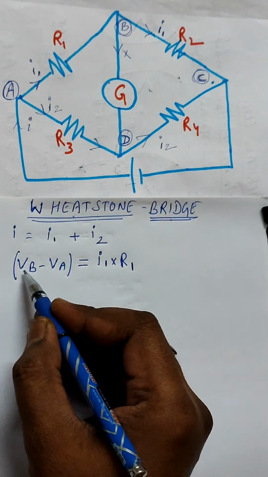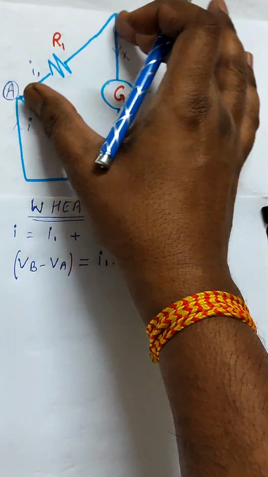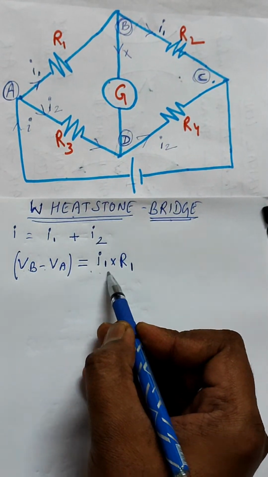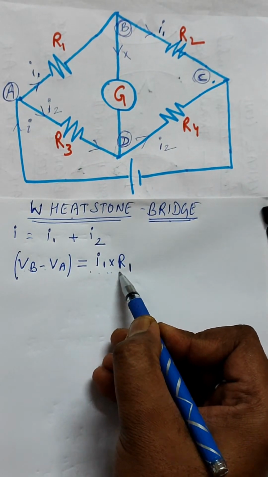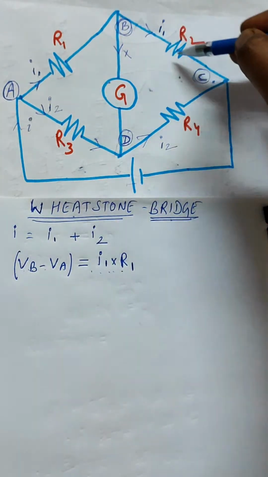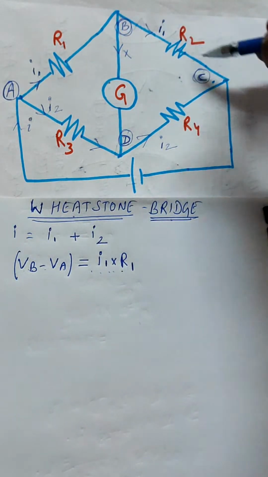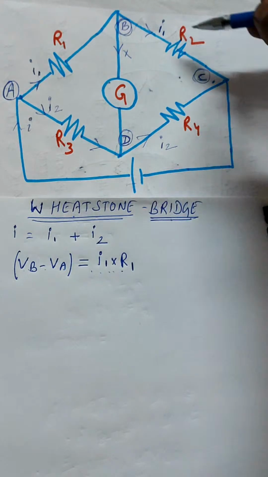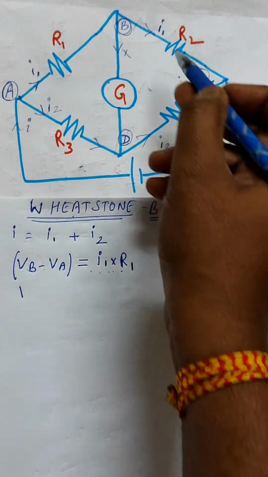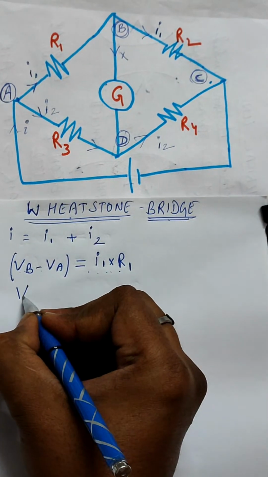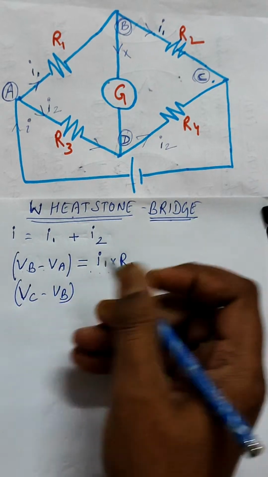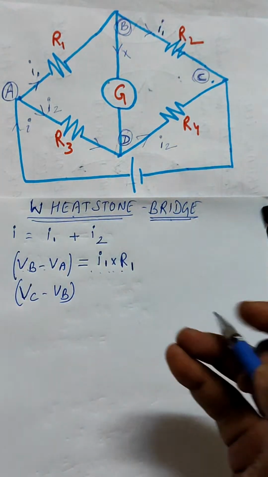So the potential difference from B to A, VB minus VA, is I1 into R1. Similarly, this will be equal to the potential difference across this one, because the current is the same. So VC minus VB will be the potential difference across this branch.